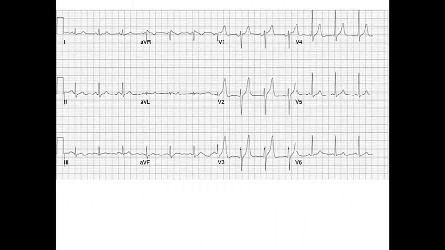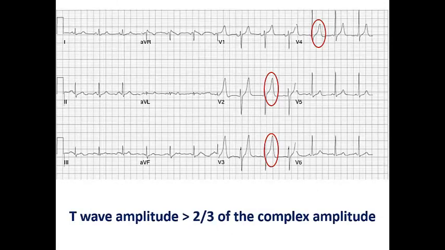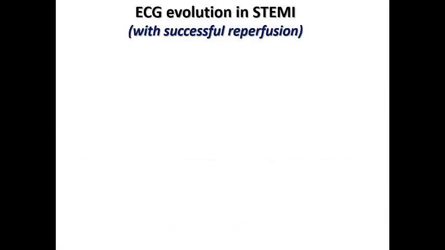So for example, in this ECG, we can see precordial T waves that exceed 2/3 of the complex amplitude. So here we are speaking about hyperacute T wave, starting to have ST segment elevation nearly in V2 and V3. And sometimes the hyperacute T wave may precede the ST segment elevation. That's why we should pay attention to the hyperacute T waves.